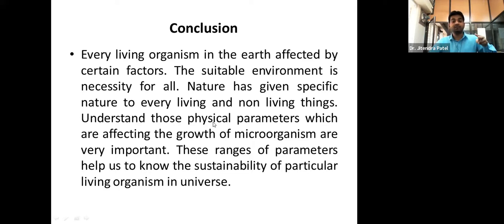Let's say, for example, light, temperature, water, radiation, pressure, all those things which affect the growth of microorganisms are very important, because we study microorganisms right from the beginning to know their survival rate, what kind of environment they prefer, and in which they are able to survive, right? This range of parameters helps us to know the sustainability of a particular living organism in the universe, maybe on Mars, maybe on the Moon, maybe on some other planet where we are going for research, as our space science develops. That's what I told you about exomicrobiology: there are also some microbes we are trying to study on other planets. So ultimately our intention is to know how a particular organism is able to sustain, retain and survive in the universe.